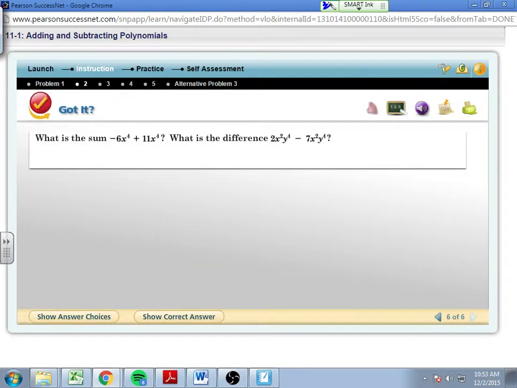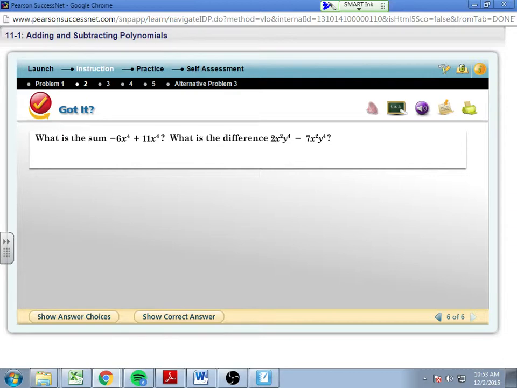All right, try these on your own. You have a sum and a difference. The sum involves a -6 first, so be careful. -6x to the 4th plus y to the 4th.